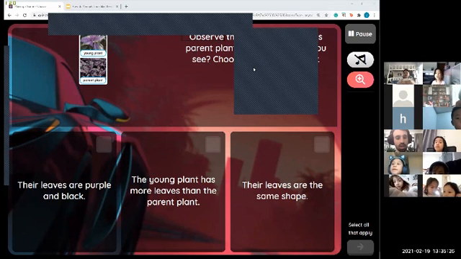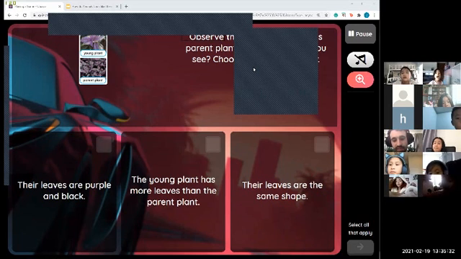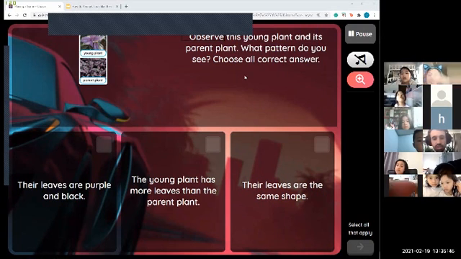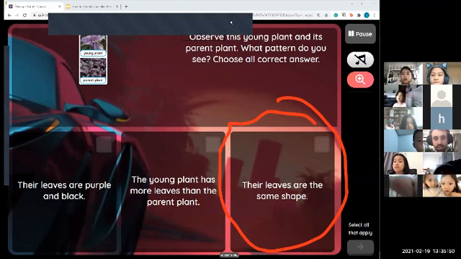So their leaves are purple and black. The young plant has more leaves than the parent plant. Their leaves are the same shape. We can select more than one, so circle the answers you think are correct. You guys can draw in 3, 2, 1, go. Circle the correct answer. There's more than one. You guys can circle now.